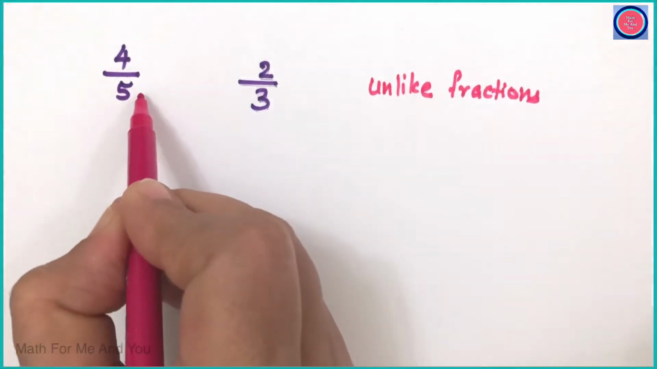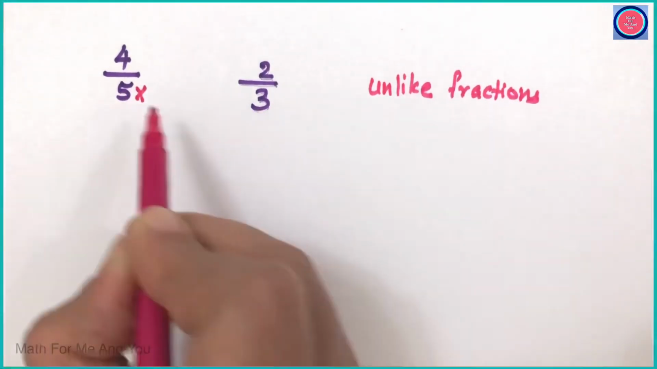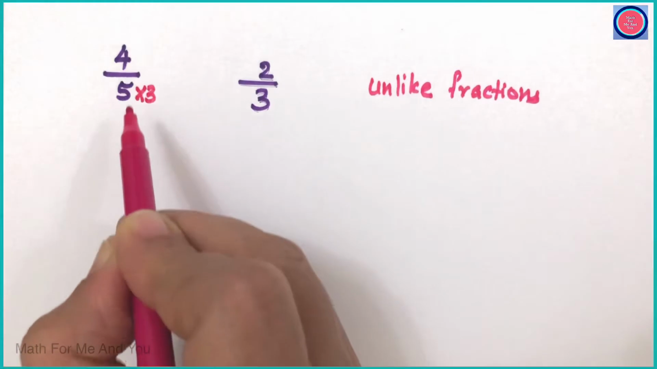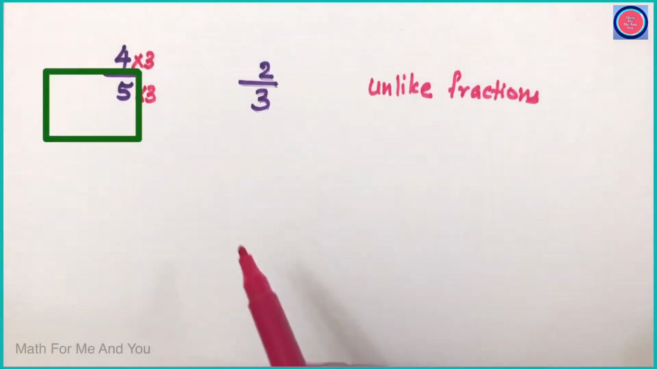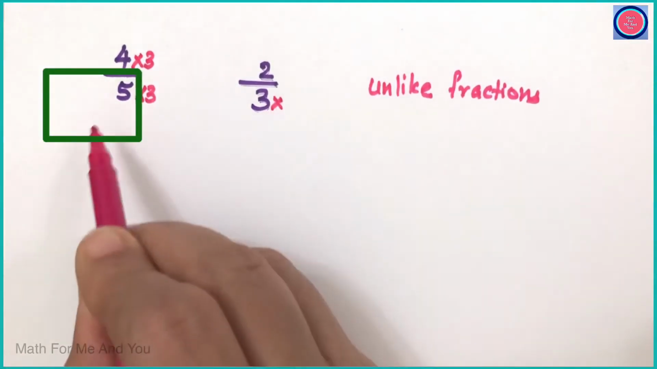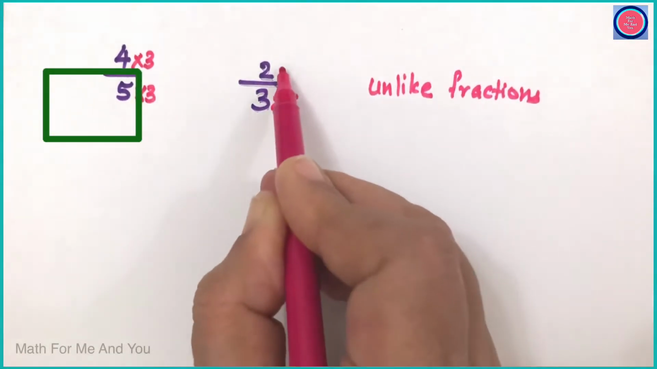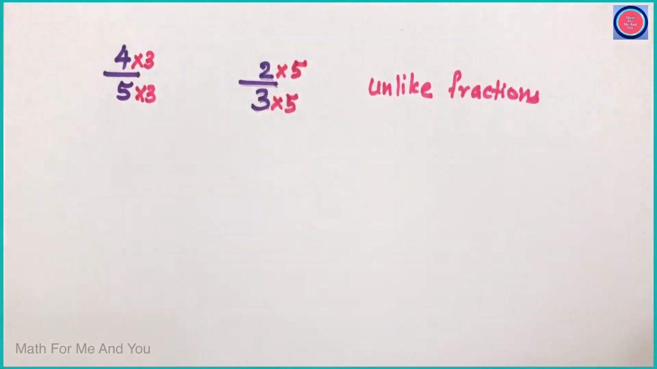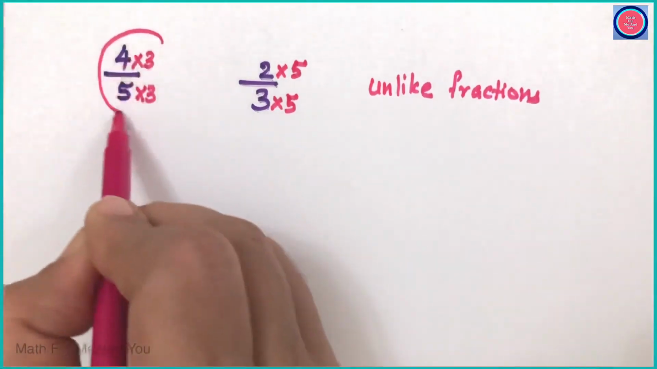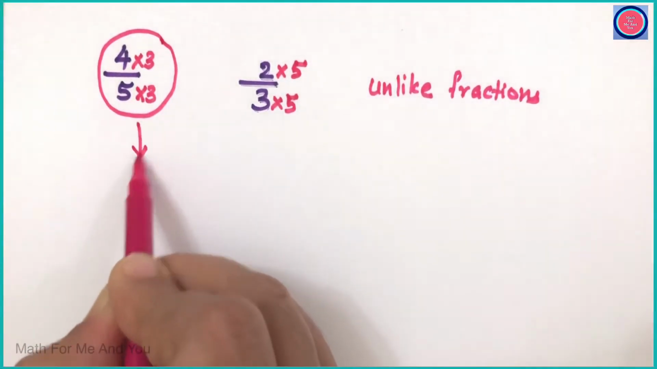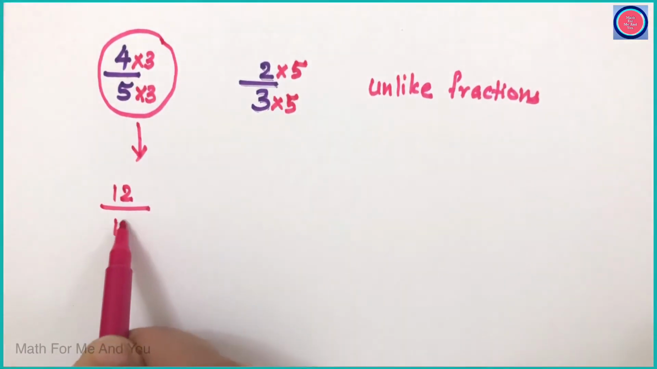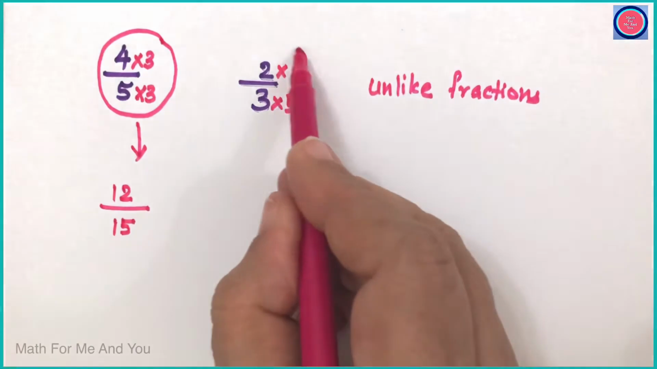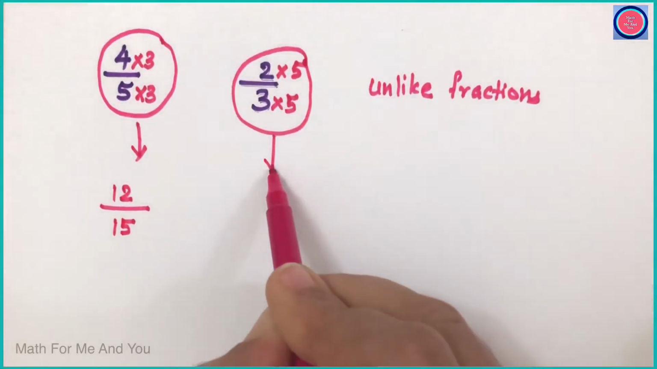In this case, what we do is, for both the fractions, we multiply. 5 we multiply with the other denominator 3. Then the numerator also we multiply with 3. The second fraction, multiply with the other denominator 5. Numerator also multiply with 5. The first fraction multiplies with the second denominator up and down, and the second fraction multiplies down and up with the first denominator. First fraction changes, 12 over 15. Second fraction also changes. It becomes 10 over 15.